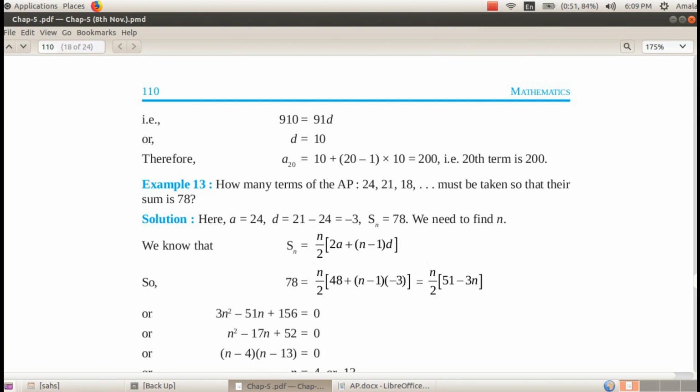Now we know the first term is 10 and the common difference is 10. Both values are 10. Here the question, we need to find the 20th term. The nth term formula we know, a plus n minus 1 into d. So here the value of n is 20. Therefore a20 equals 10 plus 20 minus 1 into 10. The answer is 200. Therefore the 20th term of that AP is 200.